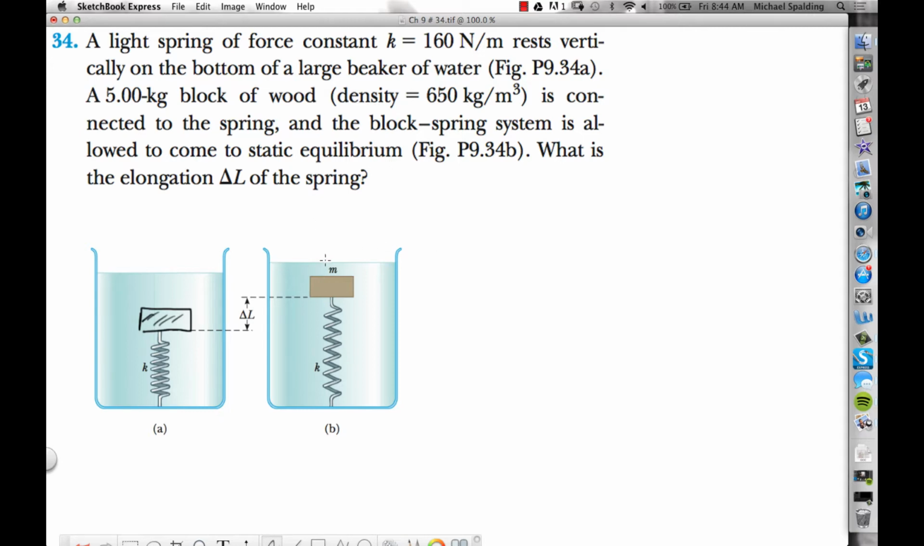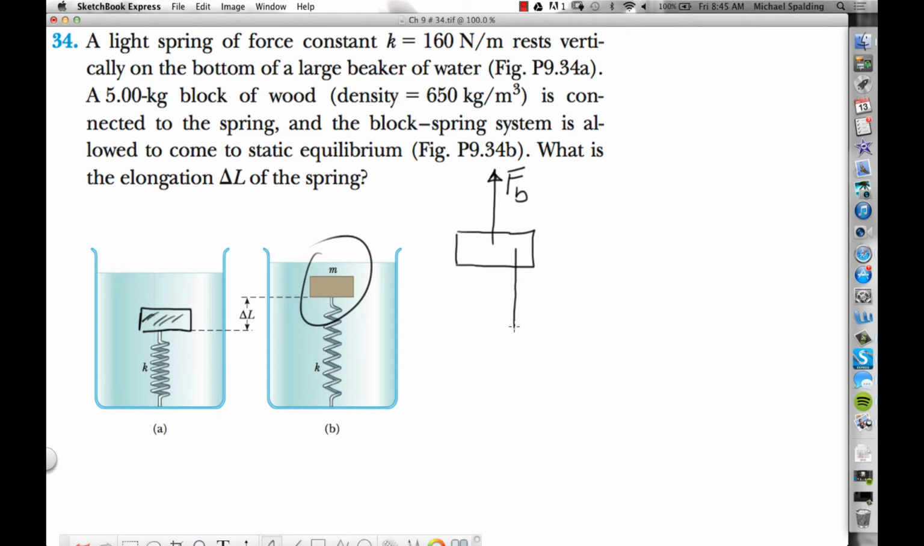So the start of this problem is doing a free body diagram for this piece of wood. So if we look at the piece of wood, sitting there, so here's the piece of wood. What are the forces on this piece of wood? It starts with the free body diagram. Well, what's pulling the wood up? The buoyant force. We have a buoyant force up, and then we have two forces down. What are the two down forces?